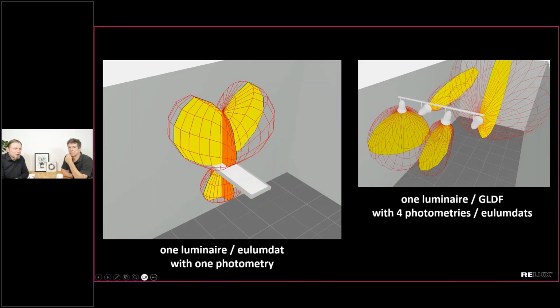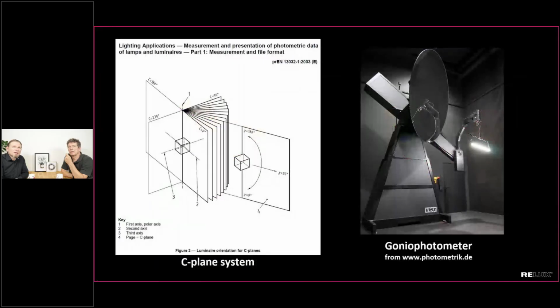Okay, we're going to the next slide. Here we have again fundamental stuff. There's a European standard, 13032-1, quite old. There are older versions from 2003; it's just the one I have on my hard drive. This standard, lighting applications, measurement and presentation of photometrical data of lamps and luminaires, part 1, measurement and file format, is the fundamental description of the photometrical file, of the photometric import.